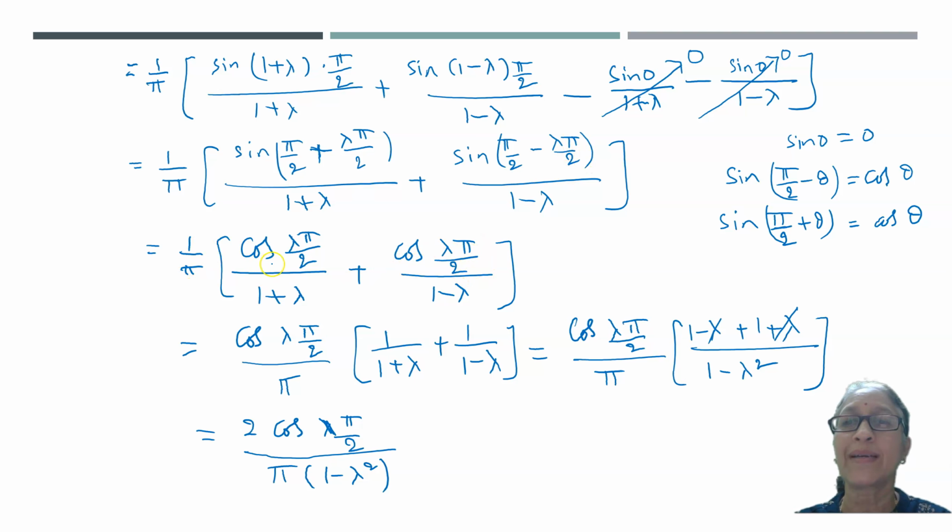So we get 1 by pi times cos(lambda pi by 2) by (1 plus lambda) plus cos(lambda pi by 2) by (1 minus lambda). Then if you take cos(lambda pi by 2) common, we get cos(lambda pi by 2) upon pi into 1 by (1 plus lambda) plus 1 by (1 minus lambda). If you take the LCM, (1 minus lambda plus 1 plus lambda) upon (1 plus lambda) into (1 minus lambda), that is 1 minus lambda square. Then we get 2 cos(lambda pi by 2) by pi into (1 minus lambda square). This is A(lambda).